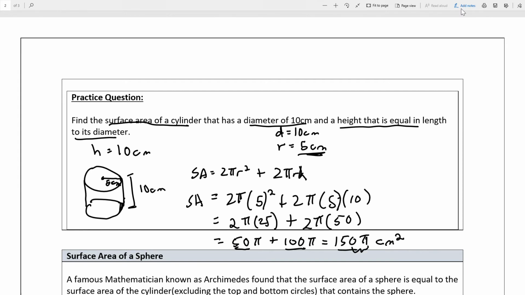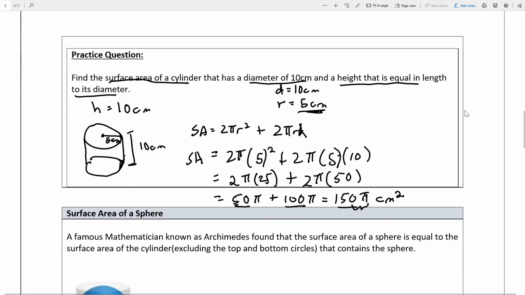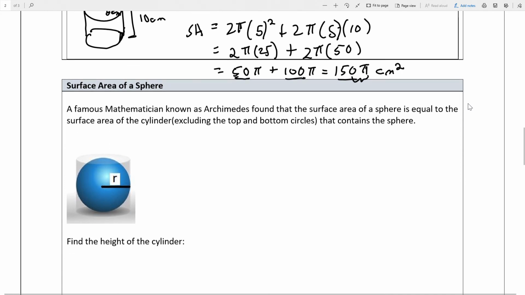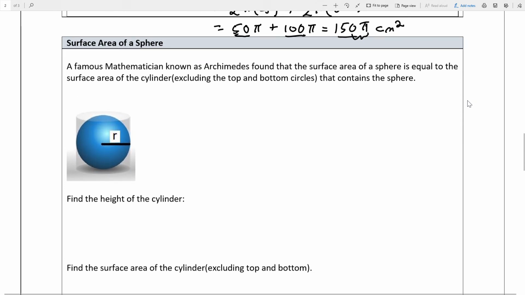I like to leave it as this with pi in it, because I don't want to work with decimals. Okay, so let's move on to the surface area of a sphere. So we're going to derive this, but with an assumption.